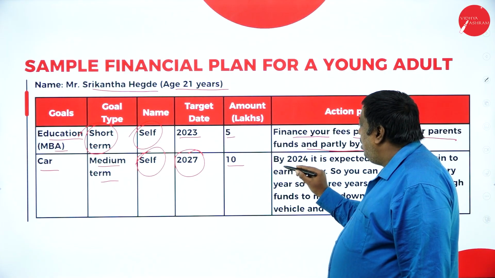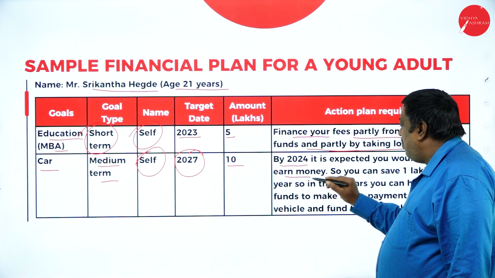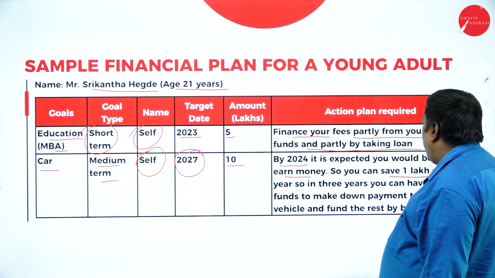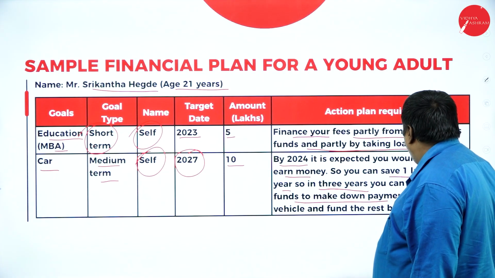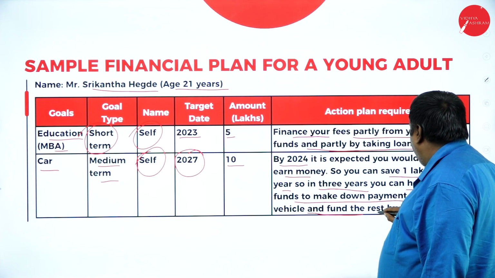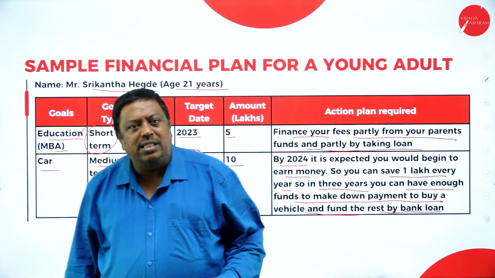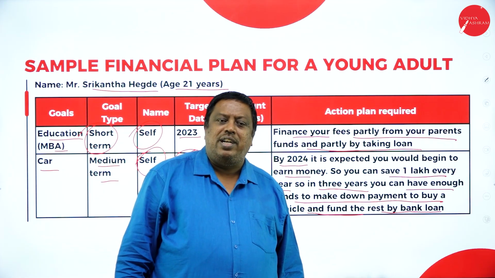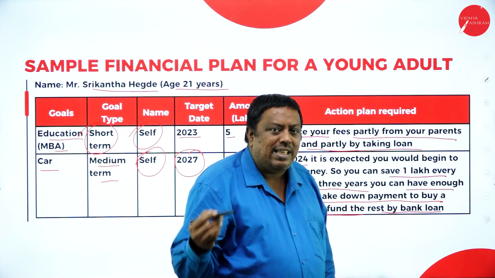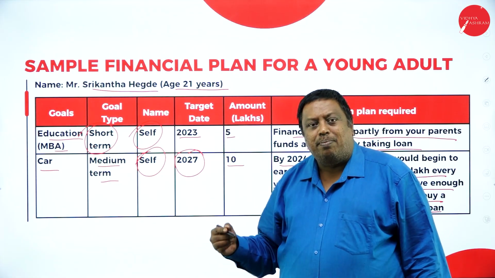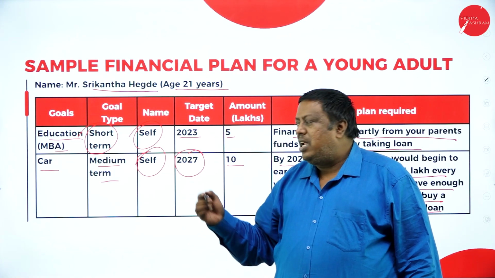Now, from the year 2024, if I keep aside some money and start to earn some money, the savings of 1 lakh every year, in 3 years you can have enough funds to make a down payment to buy a car or the vehicle, and the remaining we can get from the bank. Means they're saying to start to earn some money from the year 2024. If you get some earnings, you invest in certain sectors and save some money. From that money, make the down payment, and the remaining funds can be generated through the loan.